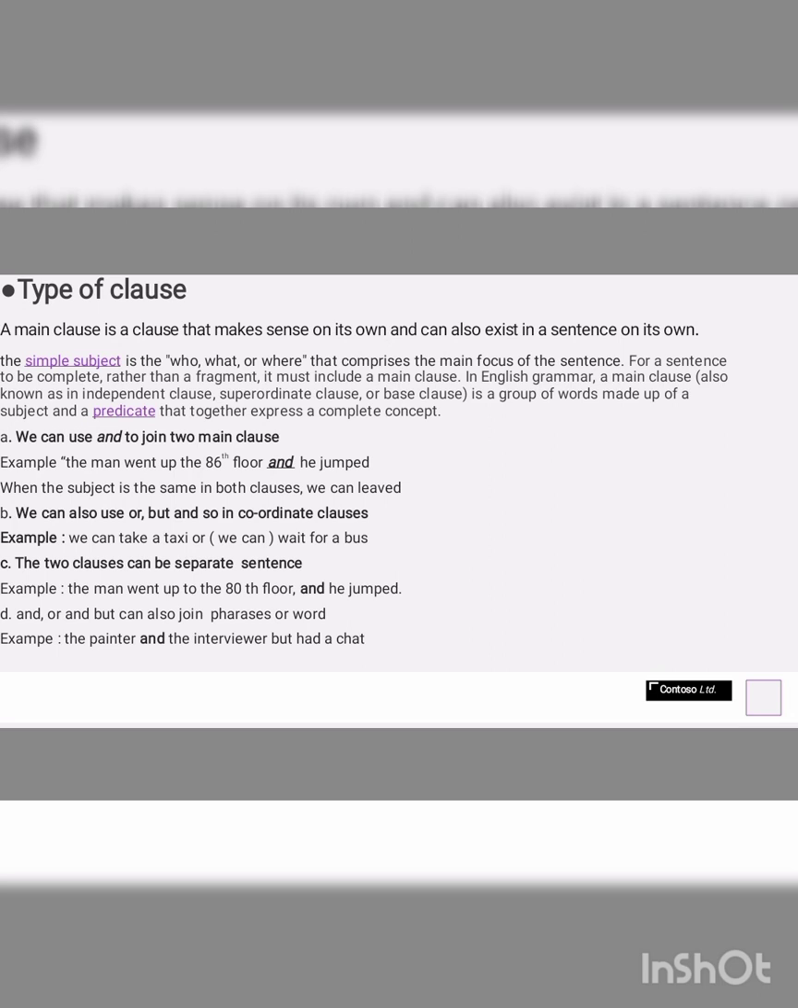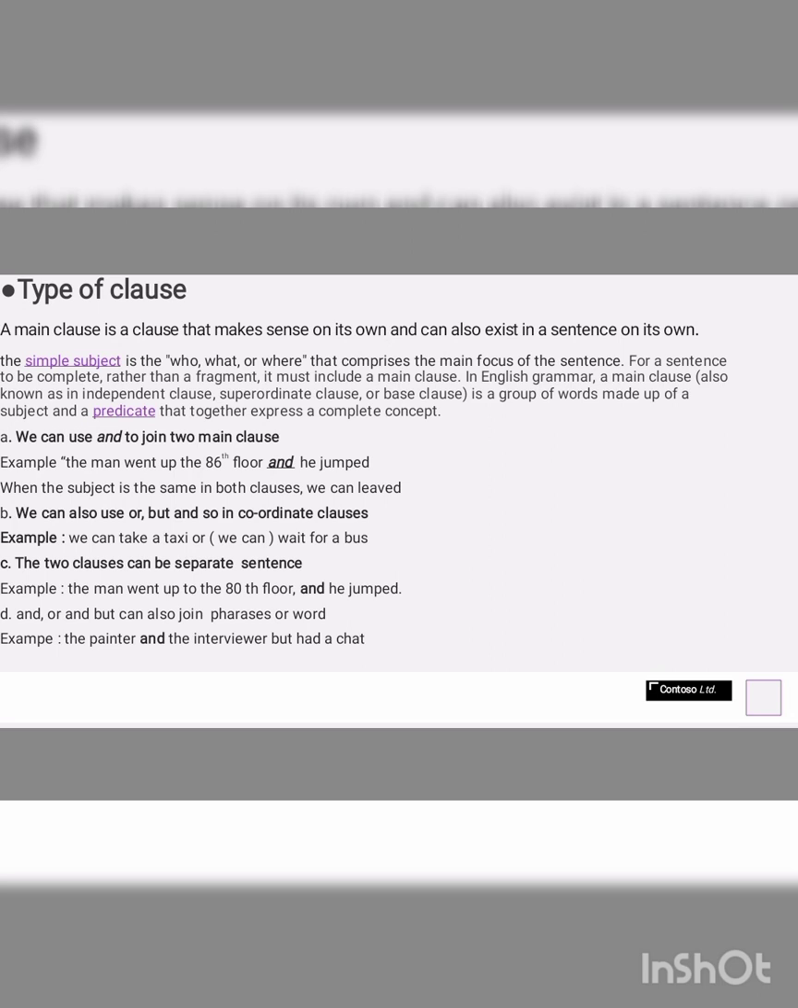A. We can use and to join two main clauses. Example: the man went up the 66th floor and he jumped. B. We can also use or, but, and so in coordinate clauses. Example: we can take a taxi or we can wait for a bus. C. The clauses can be separate sentences. Example: the man went up the 88th floor and he jumped.